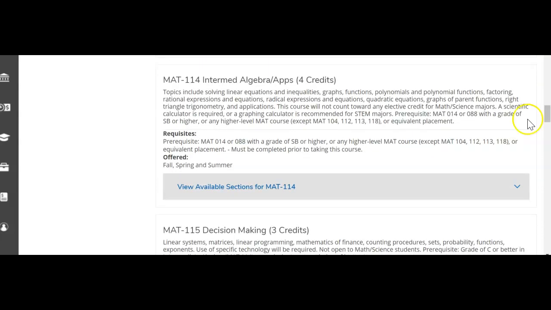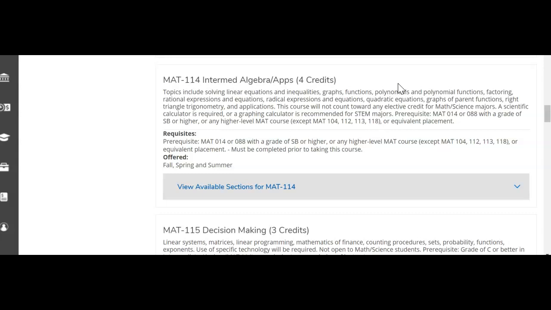Math 114, Intermediate Algebra. Now, as you know, Math 115 and 116 are required in the business program. But if you're not ready for 115, you need to take Intermediate Algebra, which is Math 114. Now, Math 114 has some advantages, actually, because it counts as a liberal arts elective, so you get to do that. So you're not taking it for nothing. But there's some things you need to know.